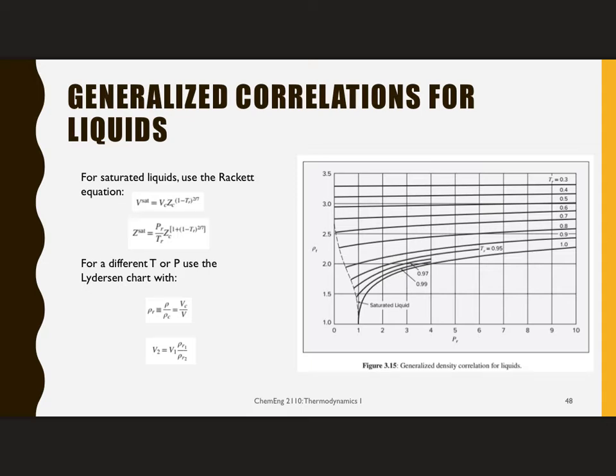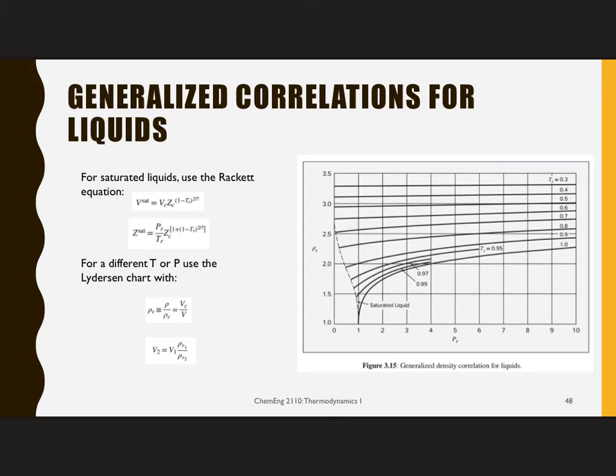One of these is the Rackett equation, which is for saturated liquids. For this one, V_sat is VC times ZC, and the ZC is raised to the quantity 1 minus TR, raised to the 2/7 power. If I want Z_sat, then I'll take that expression multiplied through by the P's and T's, right? And so Z_sat is PR over TR times ZC to the 1 plus (1 minus TR) to the 2/7 power.